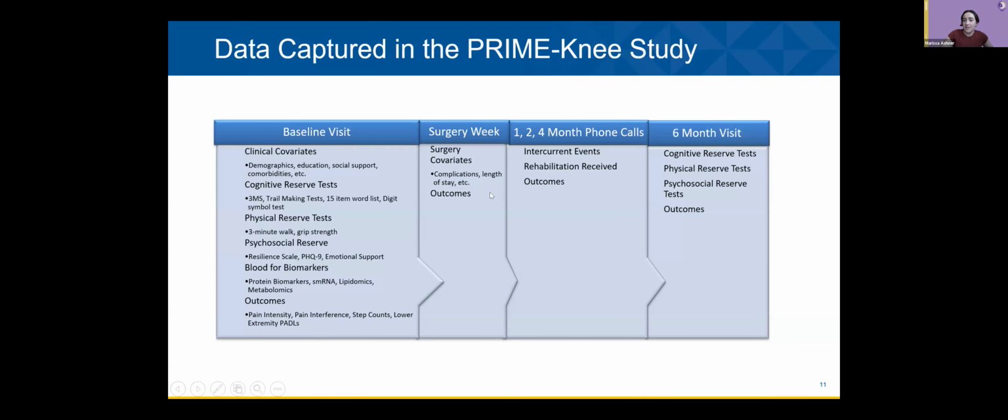During the week of surgery, we collected surgery covariates, such as complications and length of stay, as well as those same outcomes. At 1, 2, and 4 months after surgery, we collected some intercurrent event information, any rehab they received, and again, the outcomes. And then at 6 months, all of the reserve tests, and again, the outcomes. So we have these outcomes starting at baseline and all throughout 6 months. So we're able to create both of these resilience measures that we talked about previously.